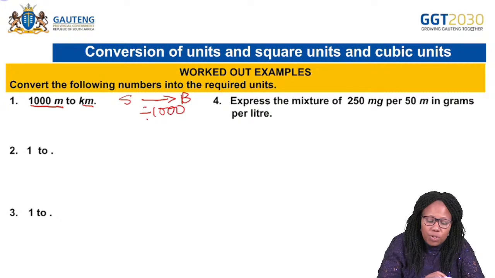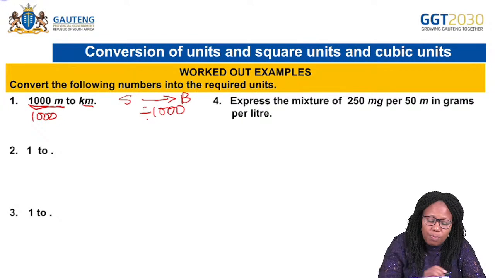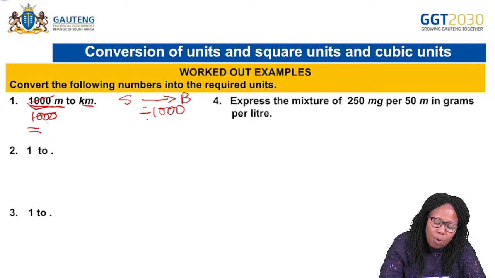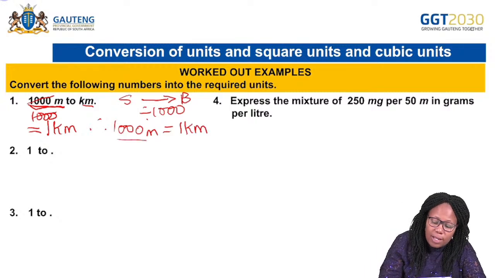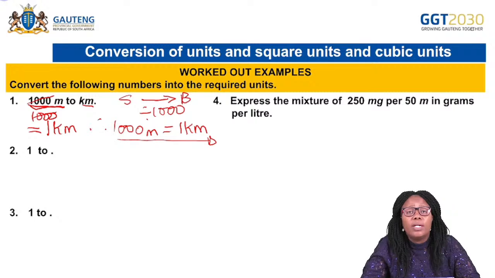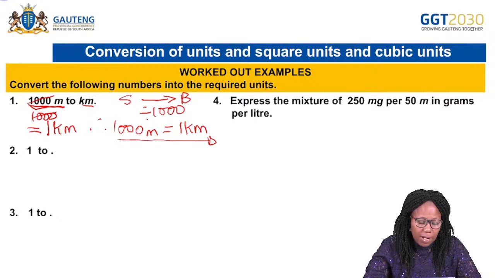So what you'll simply do is take the 1,000 meters, divide it by 1,000 to move it to kilometers. And then this will be equal to what? 1 kilometer. Therefore, 1,000 meters is equal to 1 kilometer, grade 12. I hope that is clear. Okay, this is the application of what we did previously in our explanation.